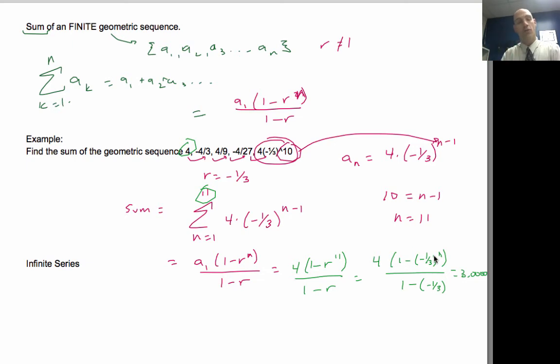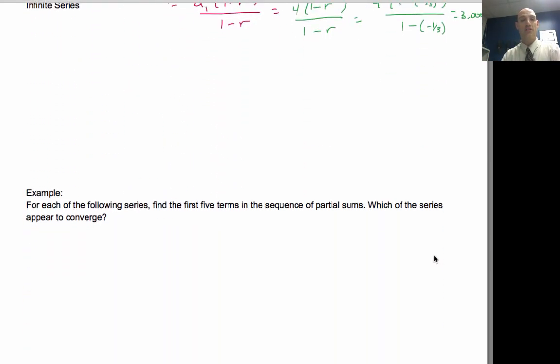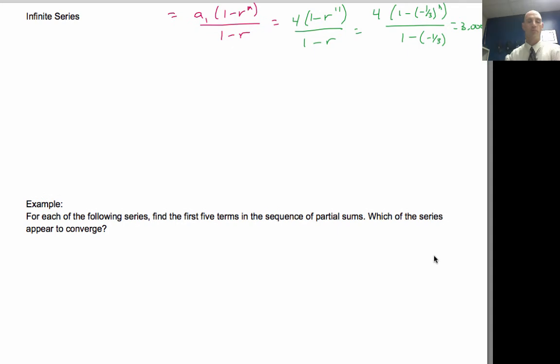We've got this nice little formula, and as long as I can recognize that I have a finite geometric sequence, boom, that'll work. All right, infinite series. Let's talk about an infinite series for a minute. An infinite series goes on forever. You're adding up an unlimited number of elements. And so my infinite series looks like this. The sum of this sequence here, a sub n, from n equals 1 to infinity.